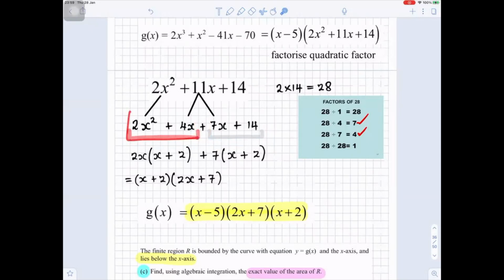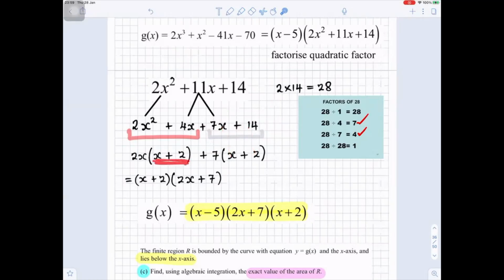Let's factorize the first pair. 4 is the same as 2 times 2. So there's 2 there, there's 2 there, the 2 comes out. There's an x there, there's an x there, the x comes out. So we are left with x and we are left with 2. 7x plus 14. 14 is like 7 times 2. There's 7 there, there's 7 there. It comes out of the bracket. We're left with x plus 2.